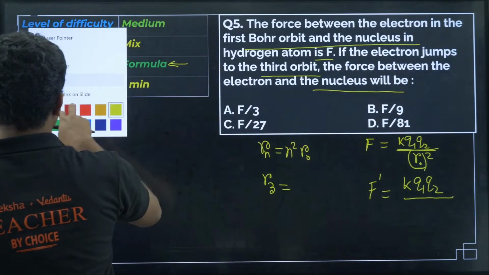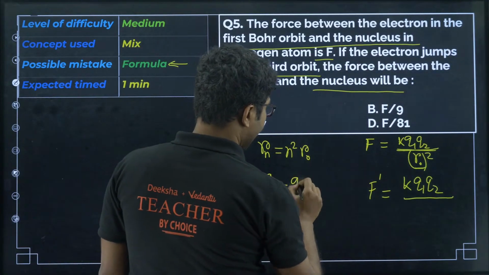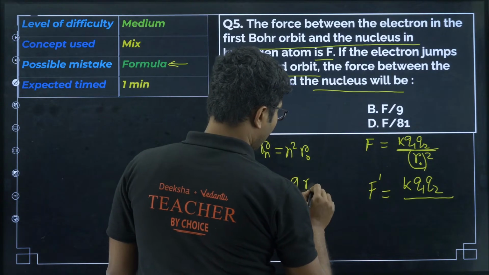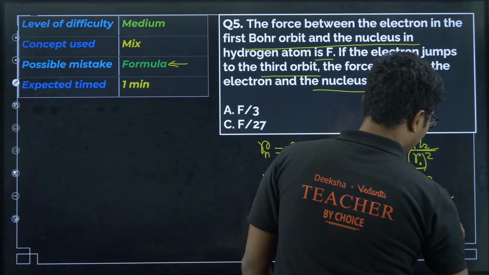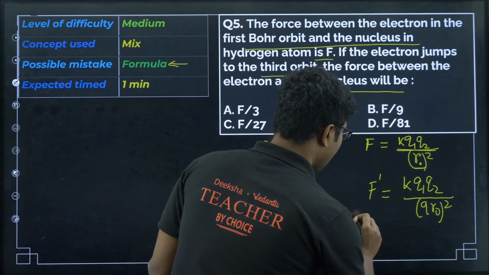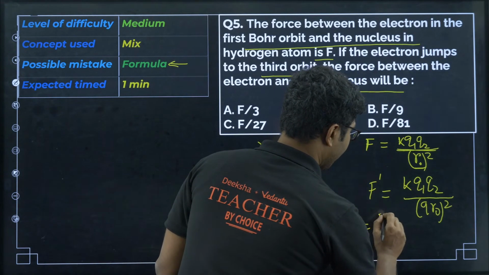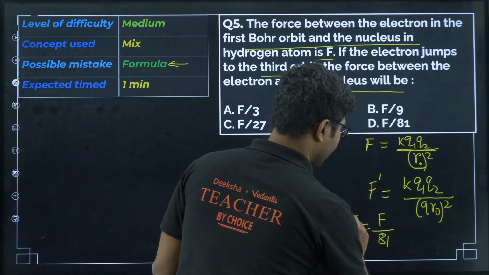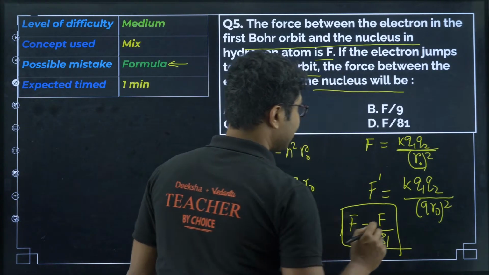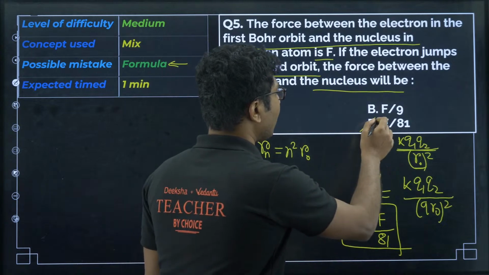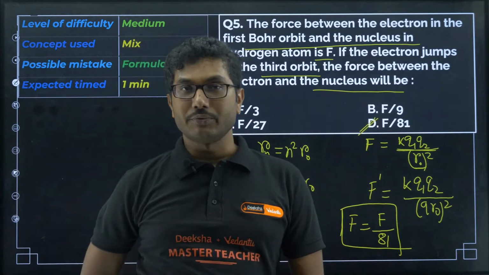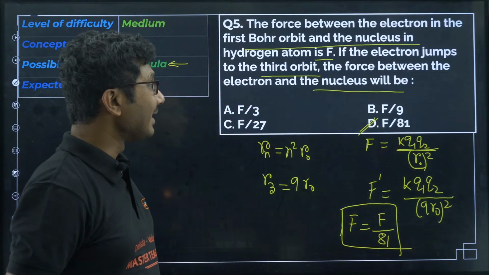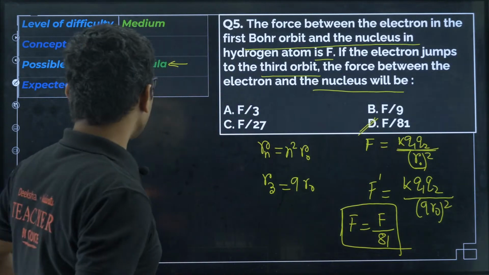So it will be 9 R naught. So R3 will be 9 R naught, whole square. So F dash will be equal to F by 81. So F by 81 is the answer. As it moves from the first Bohr orbit to the third Bohr orbit, the force becomes very small. So it will be F by 81.